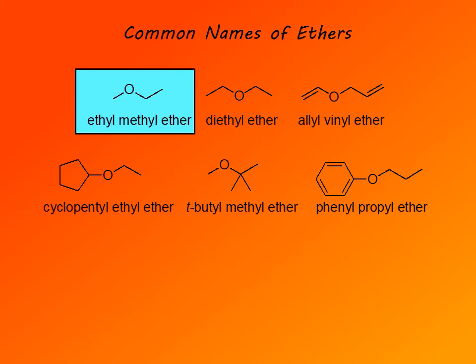So here are some examples. First one, substituents on oxygen are ethyl and methyl group, so this is ethyl methyl ether. Next one, two substituents are identical, so we use the prefix di. So this is diethyl ether. When two substituents are identical, according to common nomenclature, we should use the prefix di. Frequently, this compound is simply named as ethyl ether.